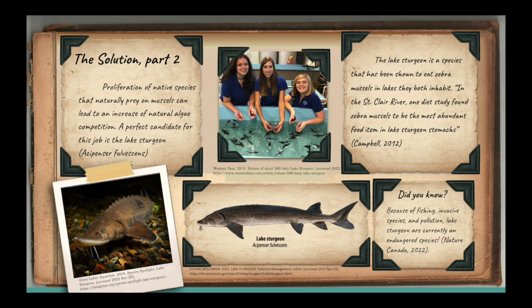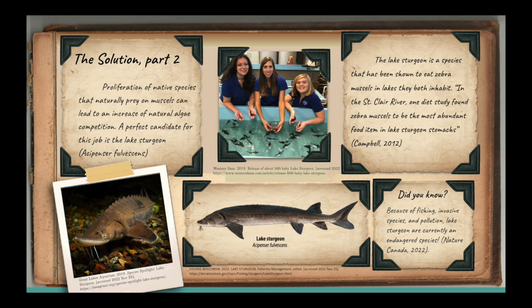Since this problem is not one-dimensional, a solution that attacks all causes for these algal blooms is necessary, and so, not only do buffers affecting phosphorus intake need to be put in place, but a solution to the dangerous invasive species must be found to fully fix this issue. Proliferation of native species that can naturally prey on these mussels could solve this, as it would lead to an increase of natural algae competition, reducing the amount of nutrients going to the harmful blue-green algae.